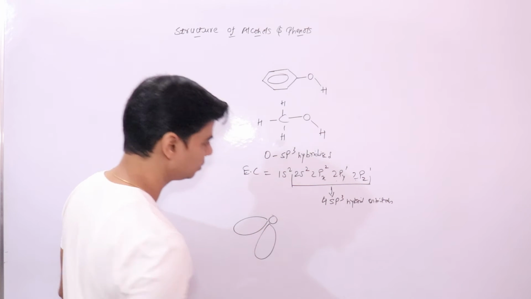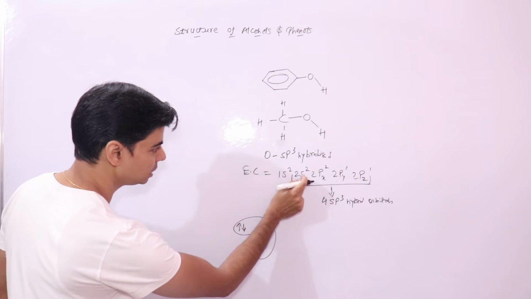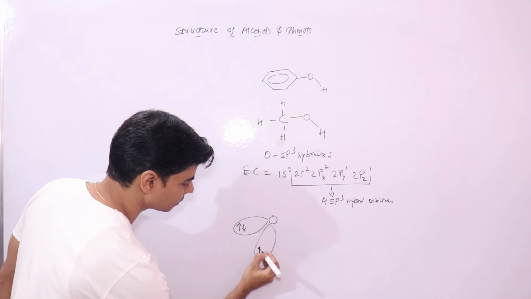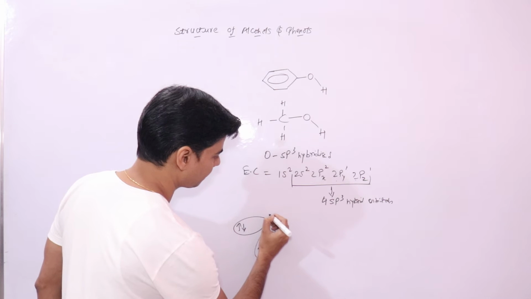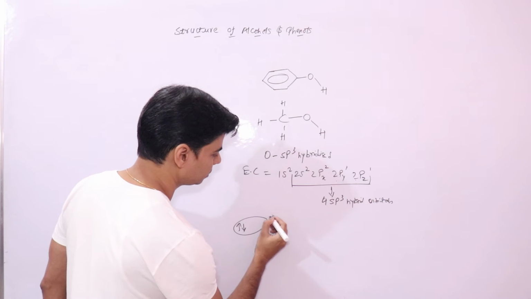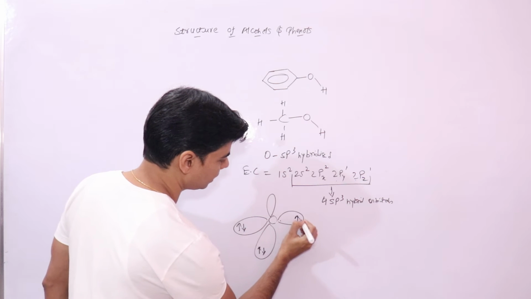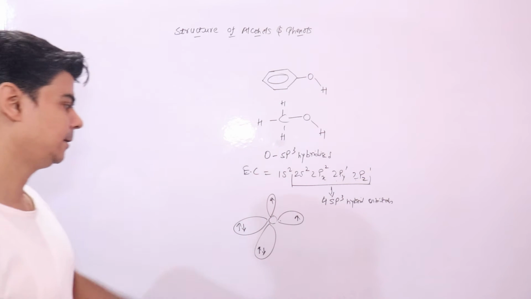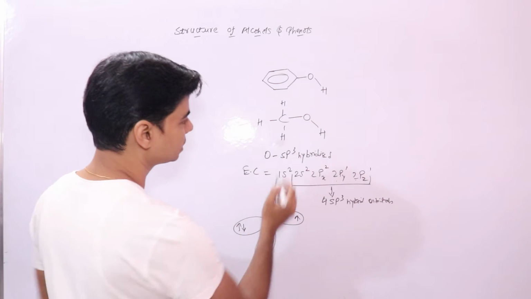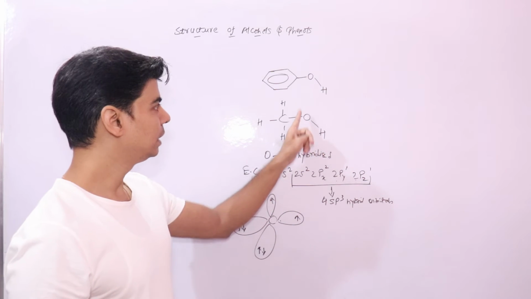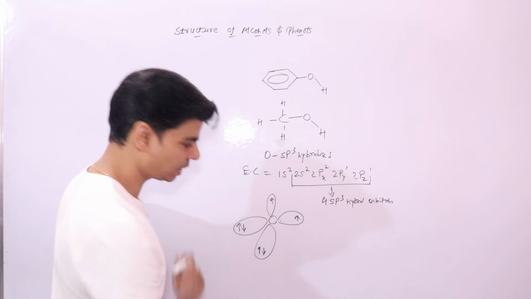These are the 2 sp3 hybrid orbitals that contain these 2 lone pairs, right? Then you have these, this is 2py, this is 2pz, it has 1, it has 1, right? This is your oxygen atom. This is the hybridization of the oxygen atom in both phenols and alcohols. So this is your sp3 hybridized.